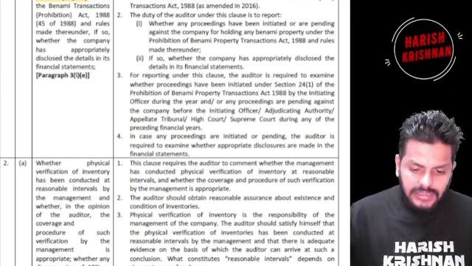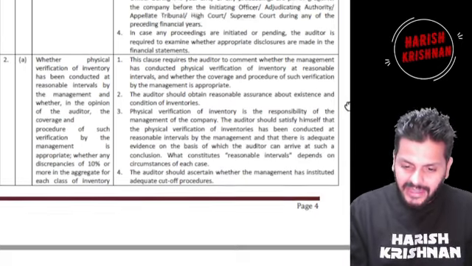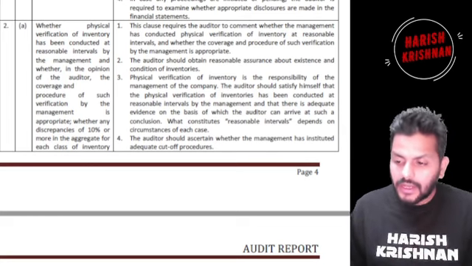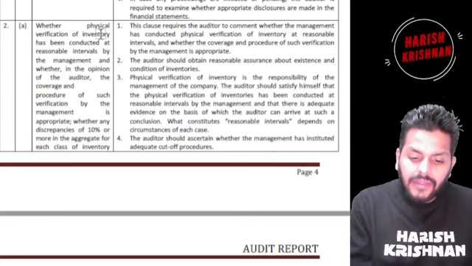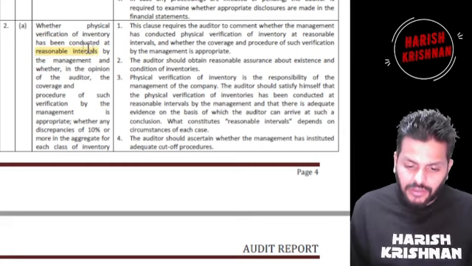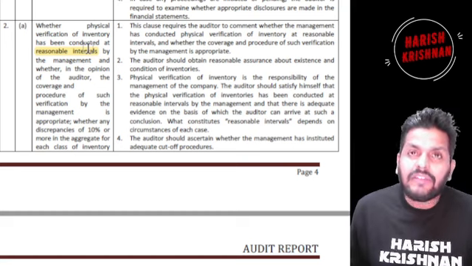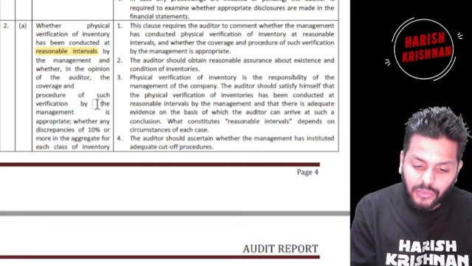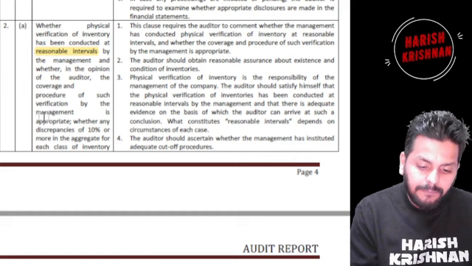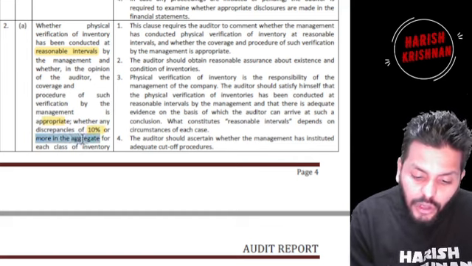Then moving on, the second one. I hope all of you are well aware of inventories. But then there is a slight catch again here, with respect to a new insertion plus a slight change. What is the change in clause A? If you see, whether physical verification is being conducted at reasonable intervals, not much of a tension there. But we come to the second half of the point. It says, in the opinion of the auditor, the coverage and procedure of such verification by the management, talk about that, and is it appropriate, whether any discrepancies of 10% or more in aggregate.